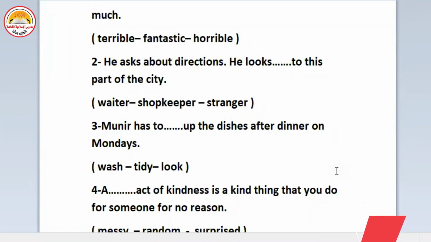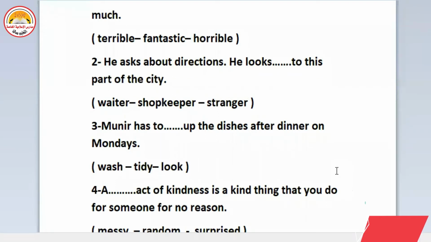Habiba, can you hear me? Number three here: Munir has to space the dishes after dinner on Mondays. Here choose from wash, tidy, lock. Take your time. Tidy. Are you sure? Wash. Okay, wash. Number three again: Munir has to wash up the dishes after dinner on Mondays.